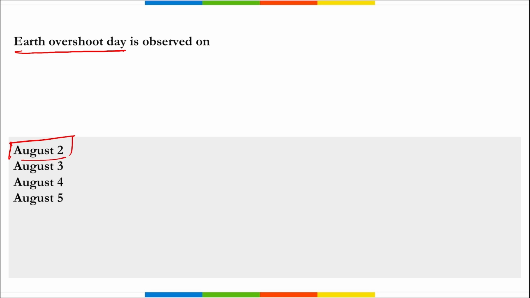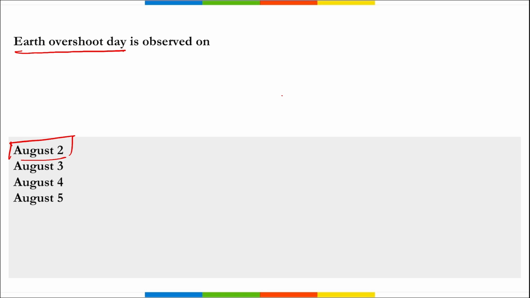I repeat, what does this overshoot mean here? Earth Overshoot Day means the pace at which humans are consuming goods minus the pace at which the earth can regenerate them. That means it is the ecological resources and services in a given year that exceed what earth can generate in a year, and humans are consuming it. Correct? And remember, this overshoot day falls on 2nd of August.